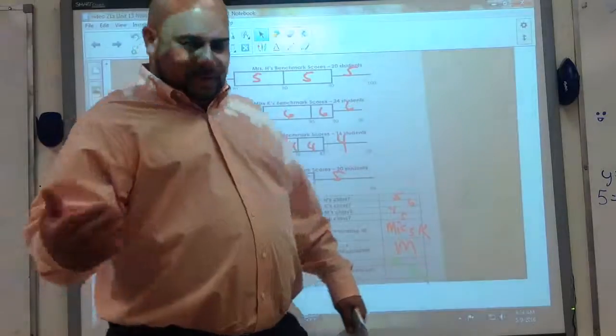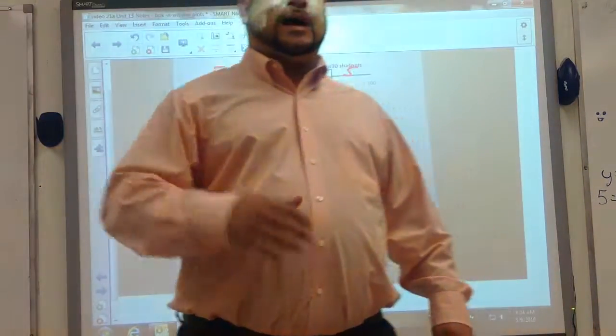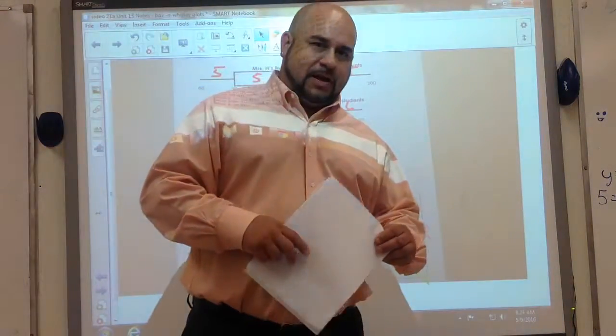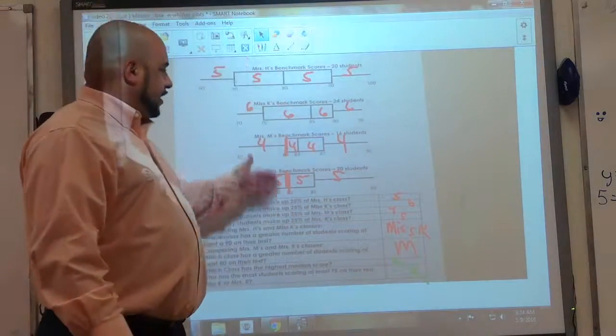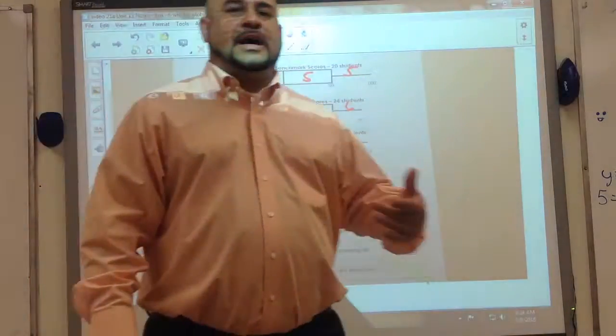So again, this page goes over how to analyze. You got 4 box and whisker plots. Make sure you look at the numbers correctly, and the percentages, and how to figure that out.